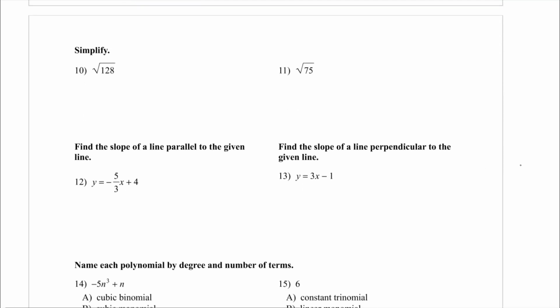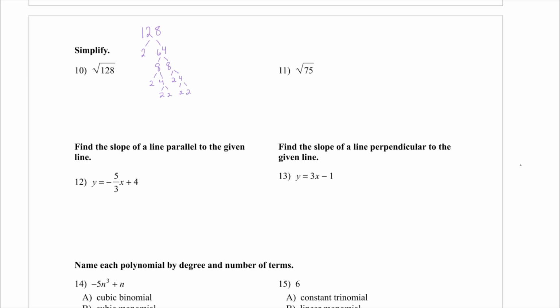10 and 11, we are simplifying radicals, and one of the best ways of simplifying radicals is to make a factor tree. 128 is kind of a big number. I know 2 goes into it 64 times, and 64 can split into 8 and 8 or lots of other things. We're going to end up with a whole lot of 2's here.